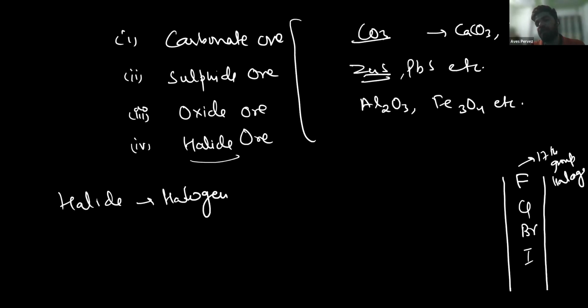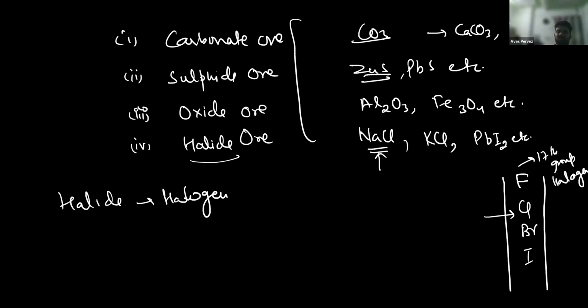If an ore has any of these elements with it, then it is considered a halide ore. For example, NaCl, sodium chloride. This is a halide ore because it consists of a halogen, that is chlorine. Fluorine, chlorine, bromine, iodine are called halogens. Like we have KCl, like we have PbI2, etc. These are the halide ores.